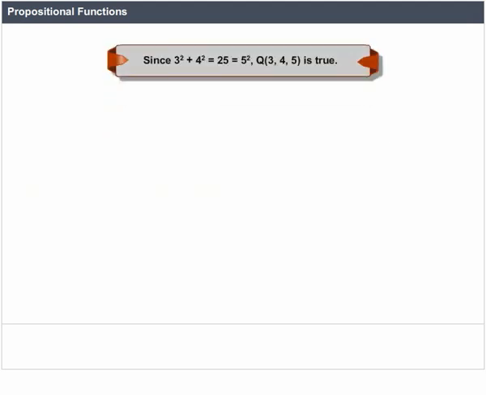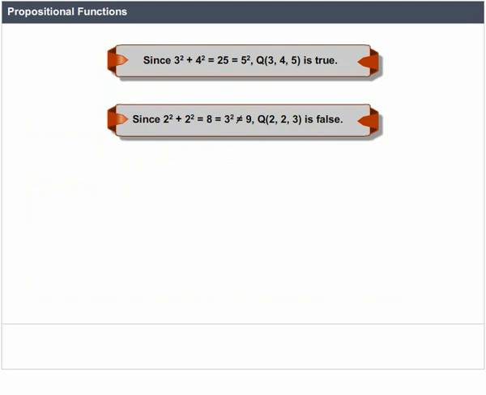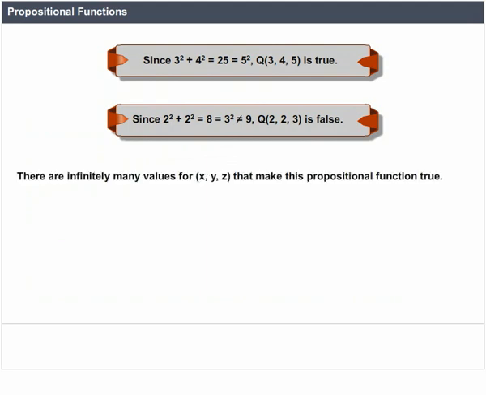Since 3 squared plus 4 squared equals 25, which equals 5 squared, Q(3, 4, 5) is true. Since 2 squared plus 2 squared equals 8, and 3 squared is 9, which is not equal to 8, Q(2, 2, 3) is false. There are infinitely many values for x, y, z that make this propositional function true.